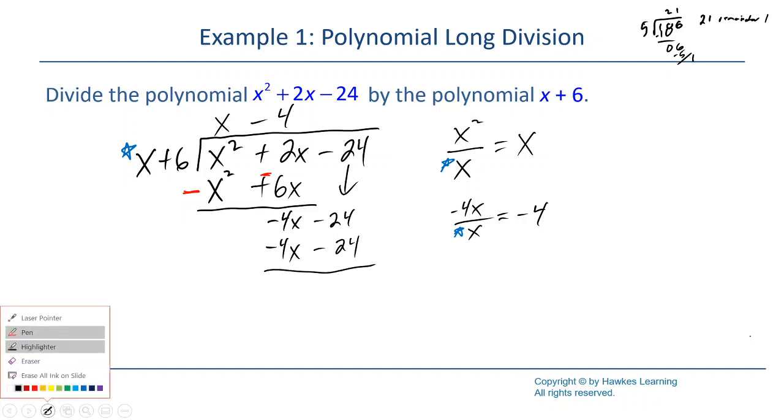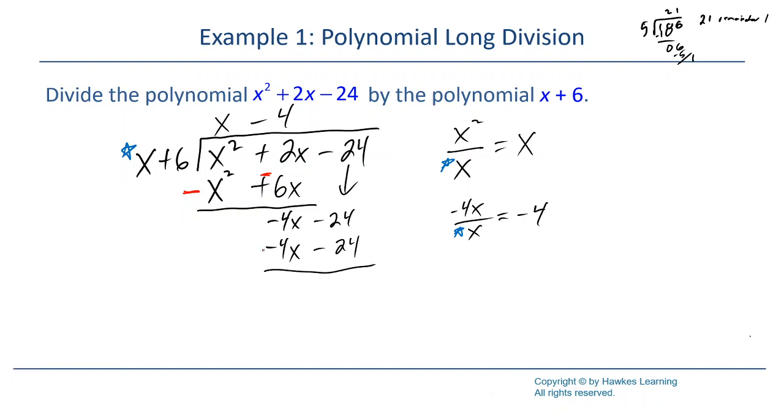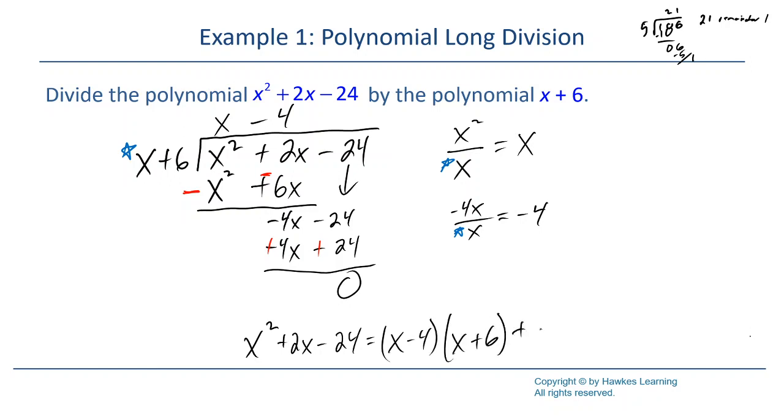And then like before, that minus gets distributed to everything, so this becomes plus 4x plus 24, which leaves us with a remainder of 0. And thus we're left with x squared plus 2x minus 24 is equal to x minus 4 times x plus 6, and then we can throw in the plus 0 for the remainder.